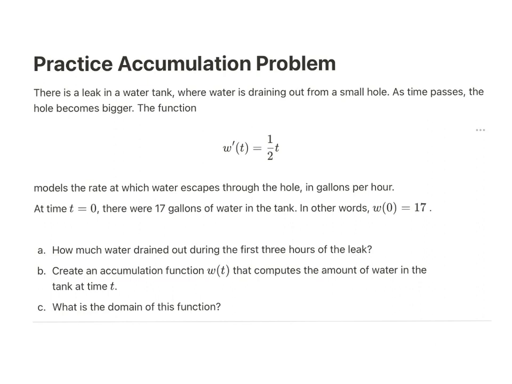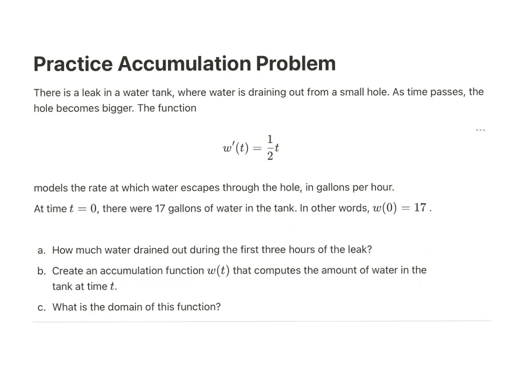There's a leak in a water tank where water is draining out of a small hole. As time passes, the hole gets bigger. The function w prime of t equals 1/2 t models the rate at which water escapes through the hole in gallons per hour. So time is measured in hours, and then the amount of water is measured in gallons. At time t equals 0, there are 17 gallons of water in the tank. In other words, w of 0 equals 17.